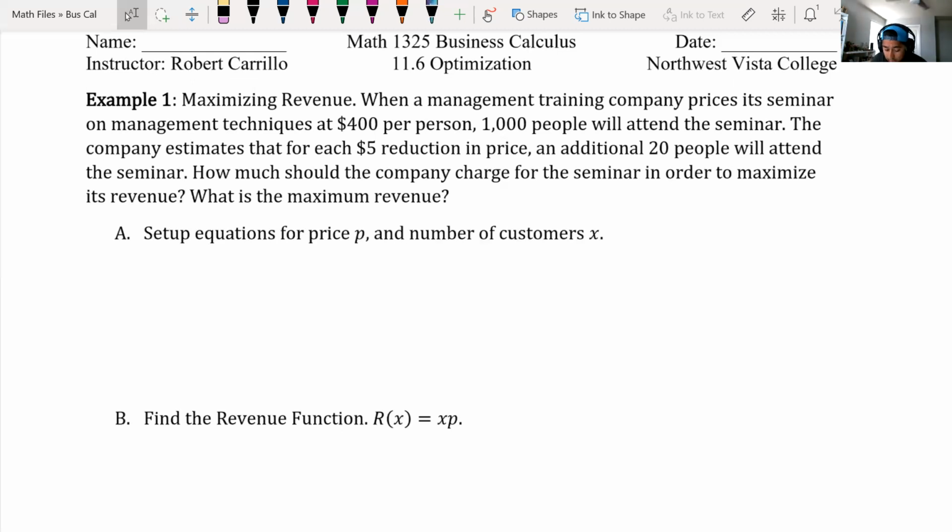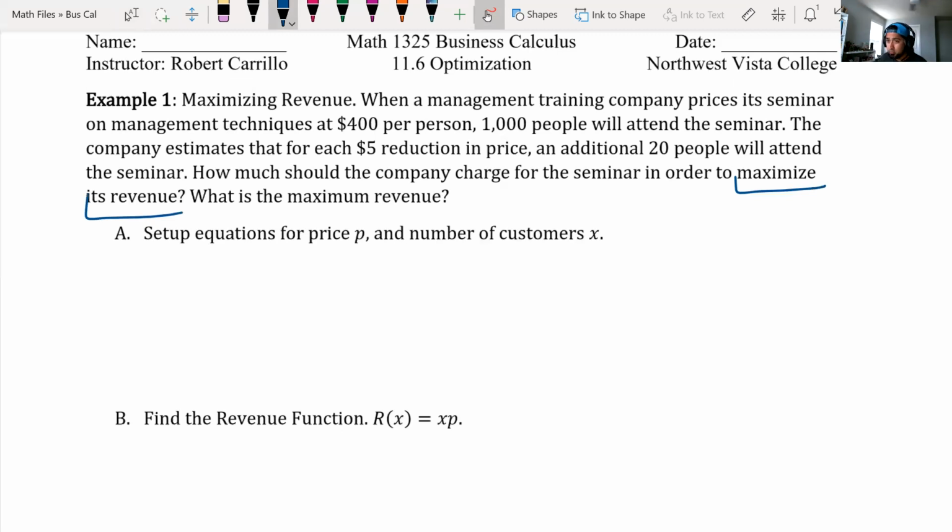Okay. And so for example 1, when a management training company prices its seminar on management techniques at $400 per person, 1,000 people will attend the seminar. The company estimates that for each $5 reduction in price, an additional 20 people will attend the seminar. How much should we charge for the seminar in order to maximize its revenue? And what is the maximum revenue? So again, it's all given in the problem. We need to maximize revenue.